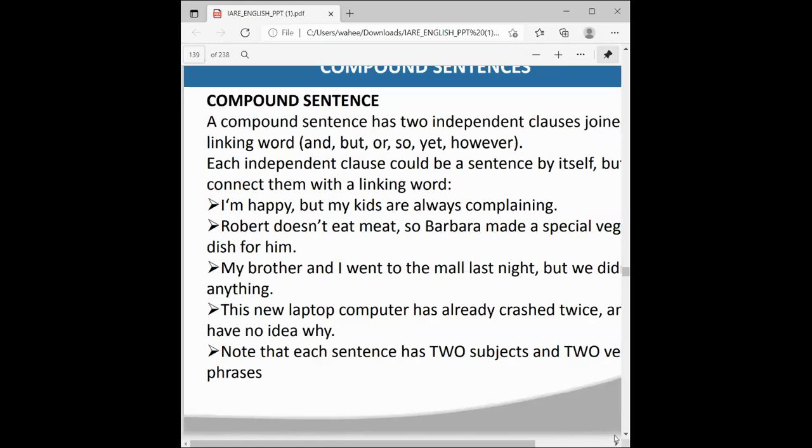Robert does not eat meat, so Barbara made a special vegetarian dish for him. This is giving the information in another independent clause. My brother and I went to the mall last night, but we did not buy anything. It is elaborating on the simple sentence. This new laptop has already crashed twice, and I have no idea why.